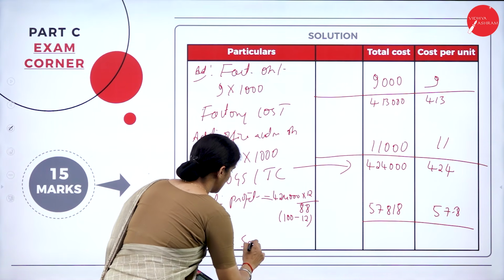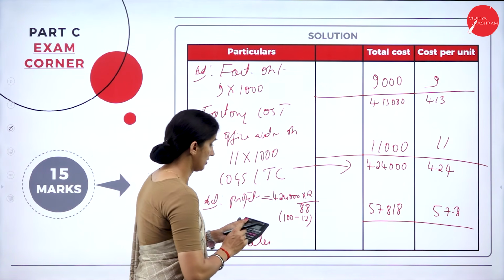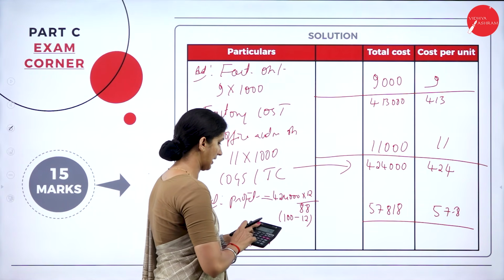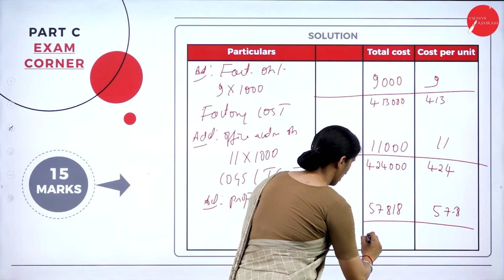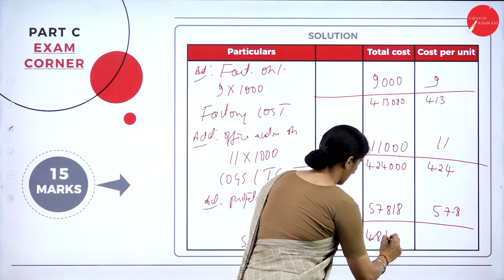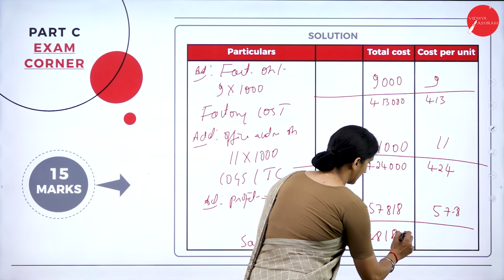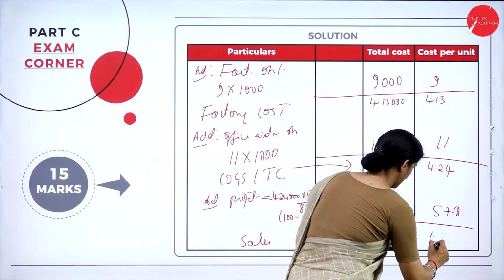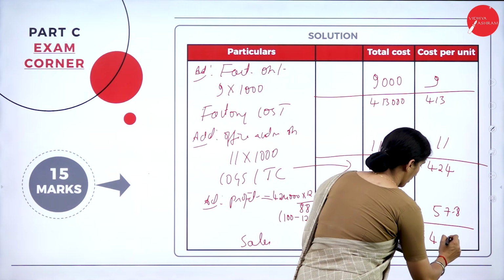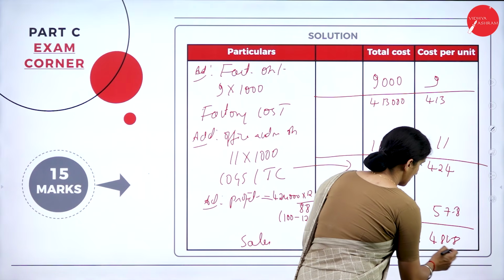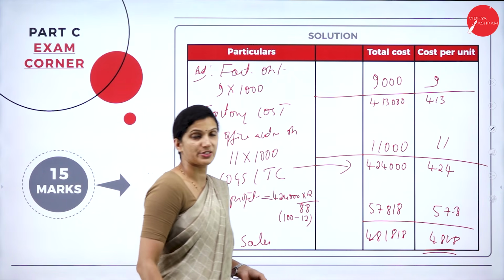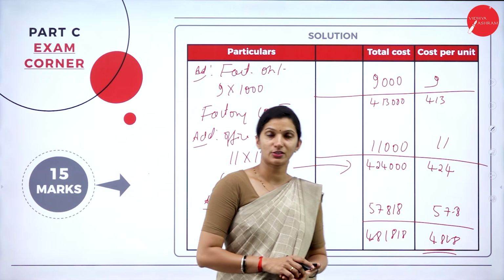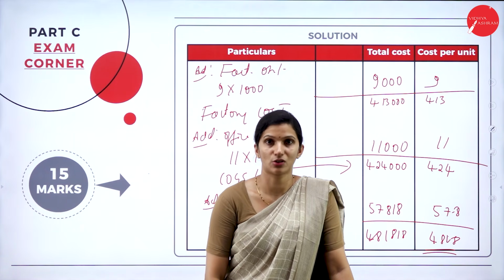So you will get the sales amount, 4,24,000 plus 57,818. So your sales amount is 4,81,818. Your per unit rate will be 481.8. So this will be your sales per unit rate. So this is how we'll solve the estimated cost sheet based on the previous year cost sheet.